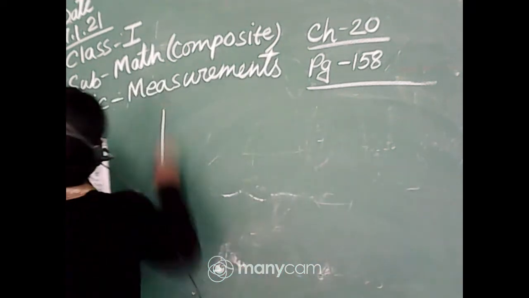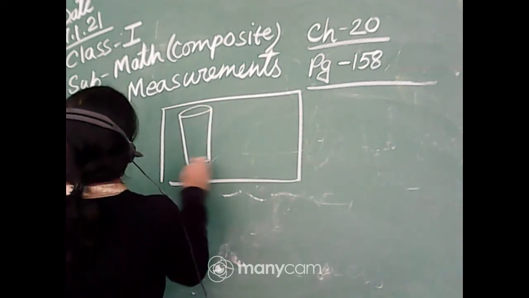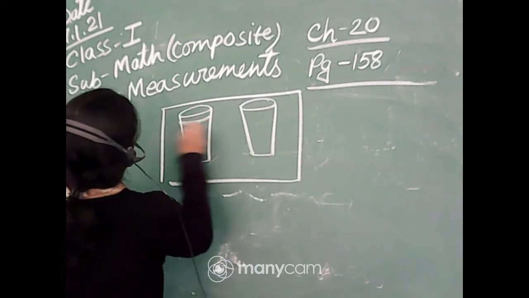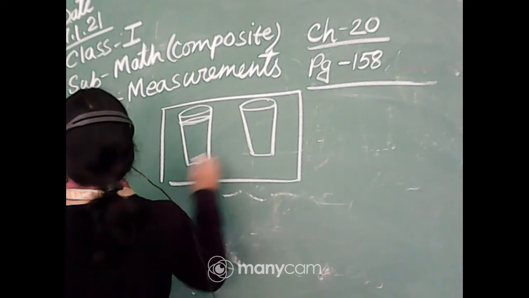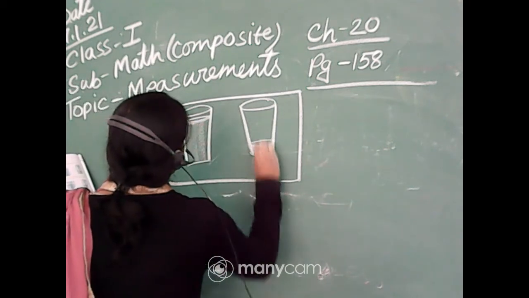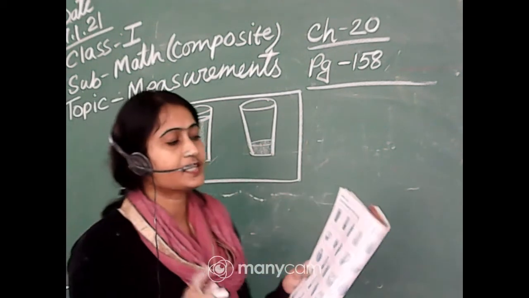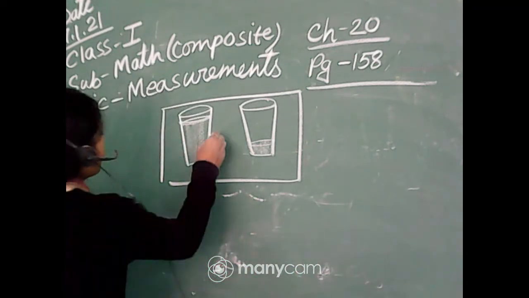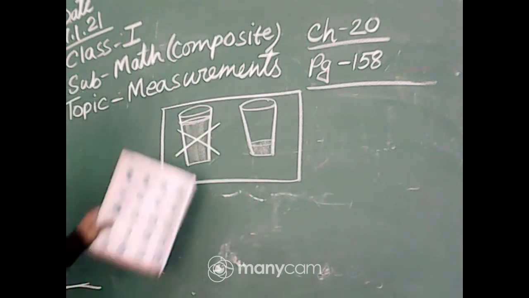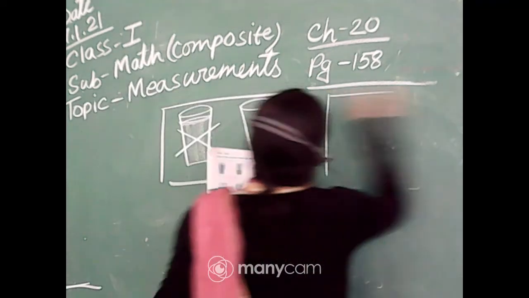In the first picture there are two glasses. In the first glass there is this much water, and in the next glass this one. So which one is more and less? Cross the container which has more liquid. You have to cross this container which has more liquid. You all please solve.